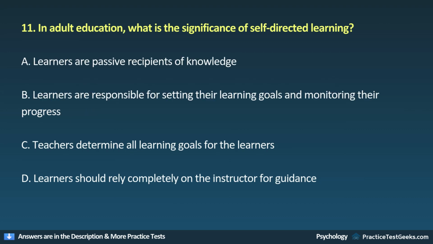11. In adult education, what is the significance of self-directed learning? A. Learners are passive recipients of knowledge. B. Learners are responsible for setting their learning goals and monitoring their progress. C. Teachers determine all learning goals for the learners. D. Learners should rely completely on the instructor for guidance.